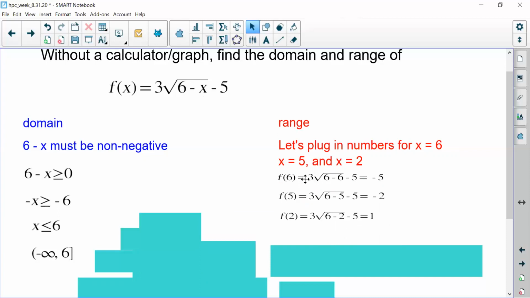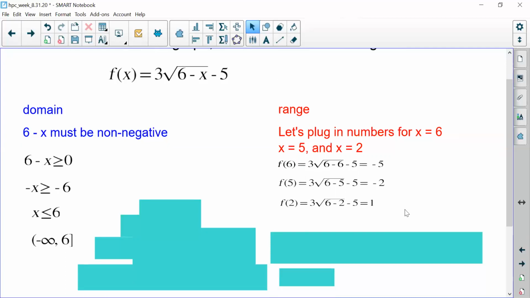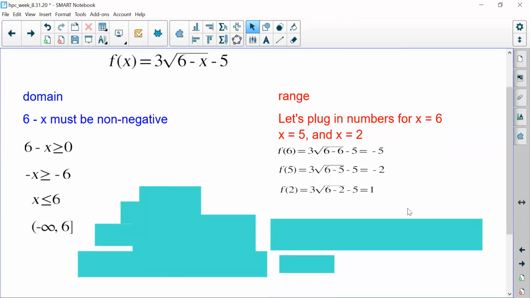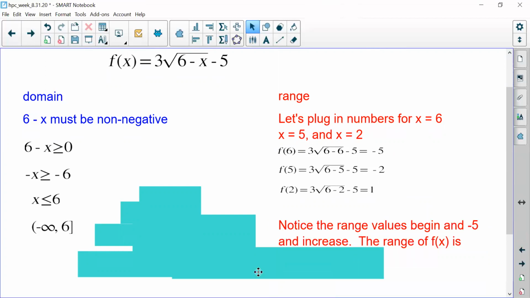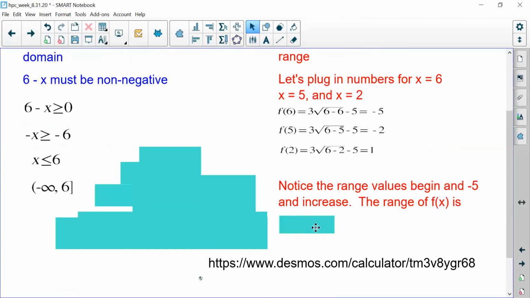And now look at the domain values. I started with 6, my biggest possible domain value, and I just went smaller and smaller. And my range values began at -5, and my range values are getting bigger and bigger. So this leads me to a conclusion that the range begins at -5 and just increases from that spot. So the range is -5 to infinity.